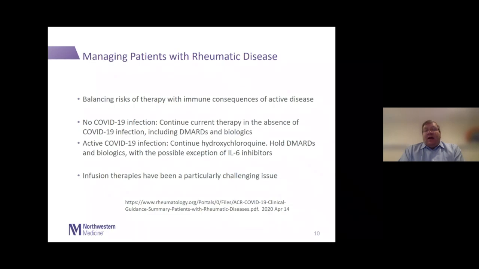We have cut back on the number of infusion chairs we have. We have tried to spread them out. We've begun using exam rooms for infusions, but it's an ongoing issue. And now we're actually starting to face the issue of patients who have an infection but continue to need therapy, and when is it safe to bring them back into the infusion center? And it's something we're continuing to work on. Next slide.